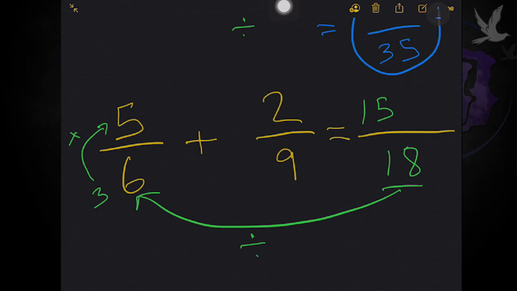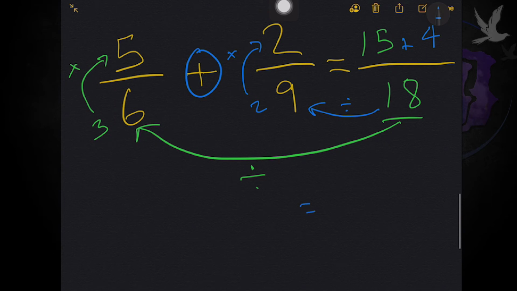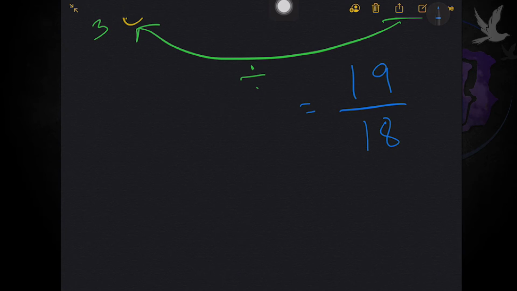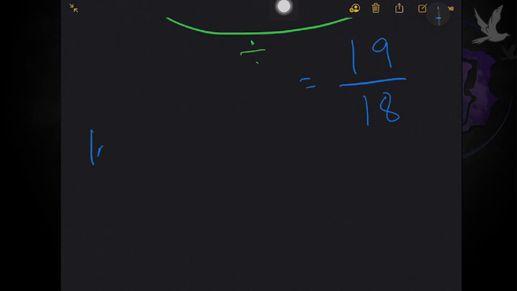Okay, next is 18 divided by 9, which will give you 2. 2 times 2 will give you 4. Operation involved, plus. 15 plus 4 will give you 19 over 18 now. What do you observe with our answer? Okay, we now, if you can observe, we now have an improper fraction where the numerator has a bigger value than our denominator. Okay? Yung numerator natin, which is 19, has a bigger value than our denominator, which is 18. So, this shows an improper fraction.